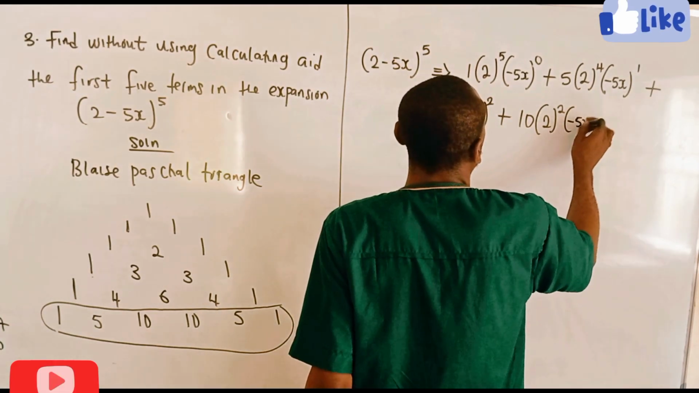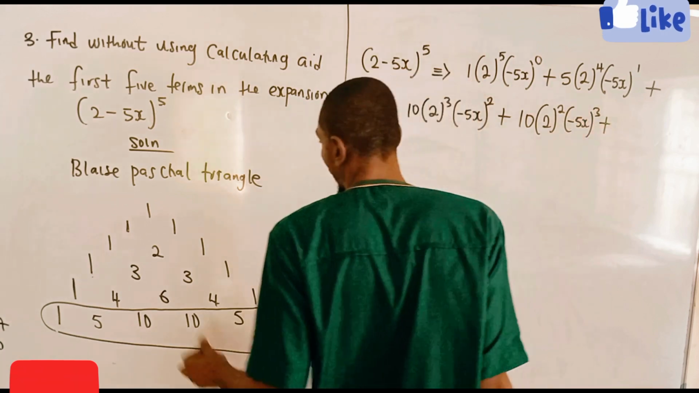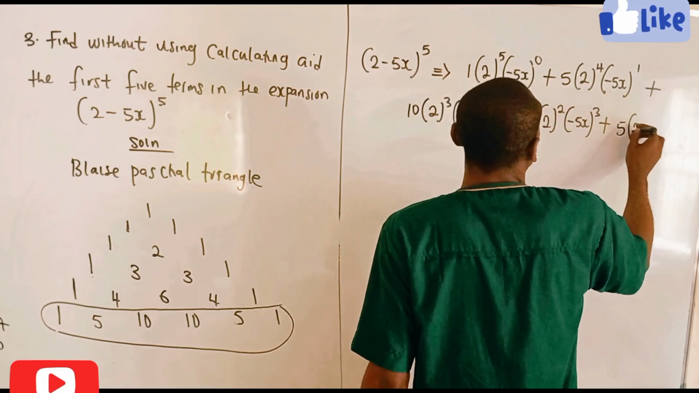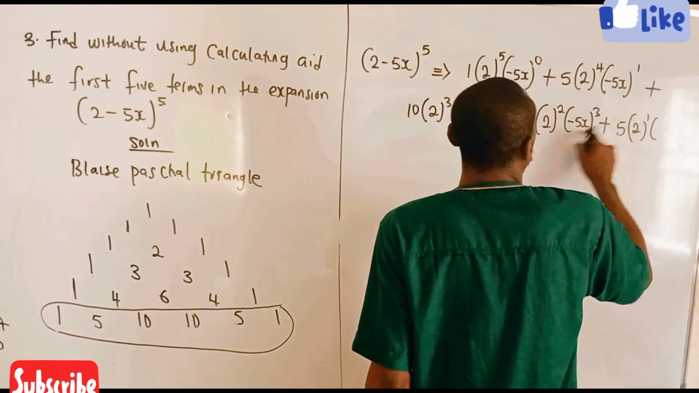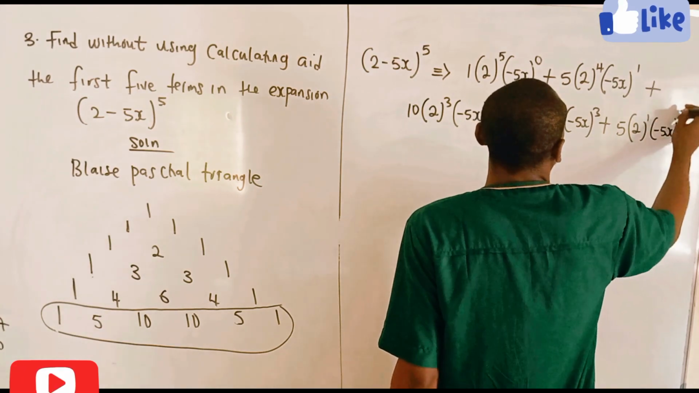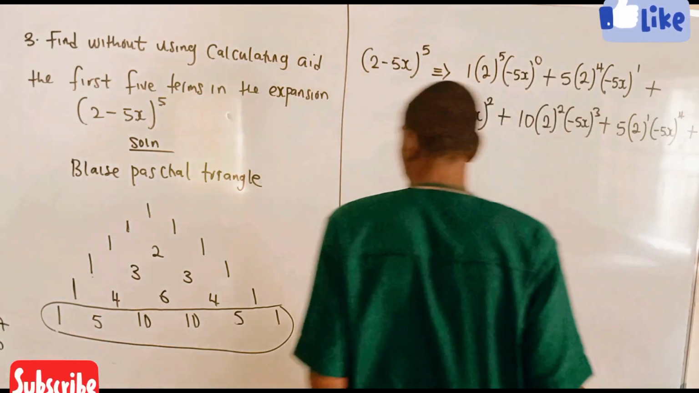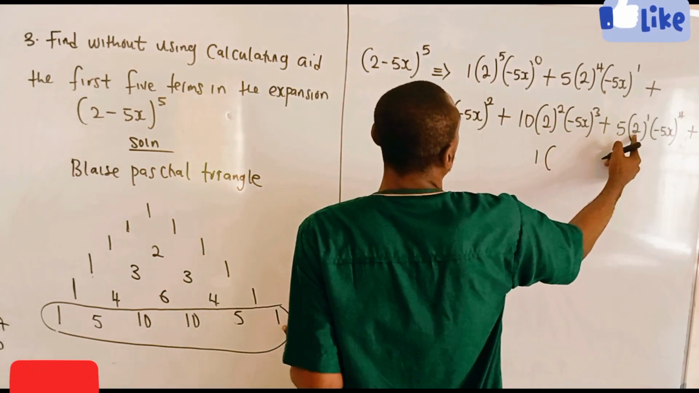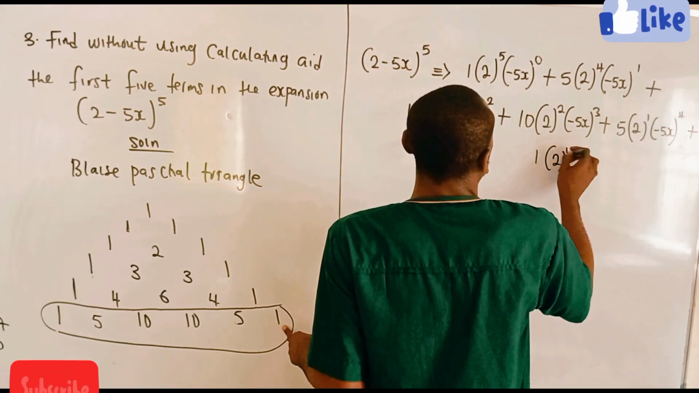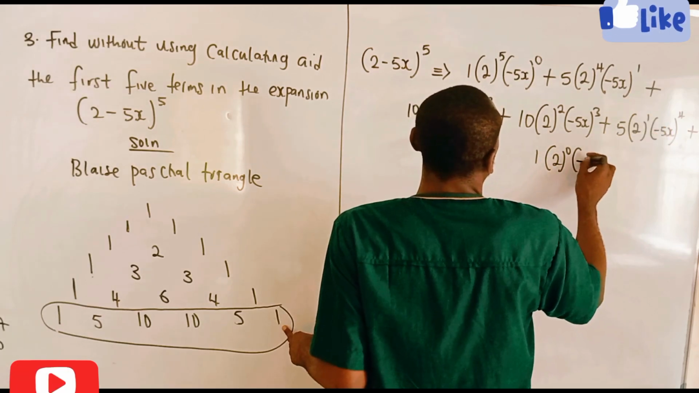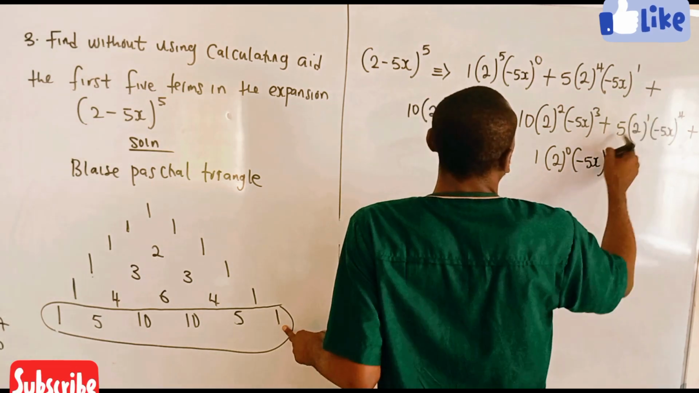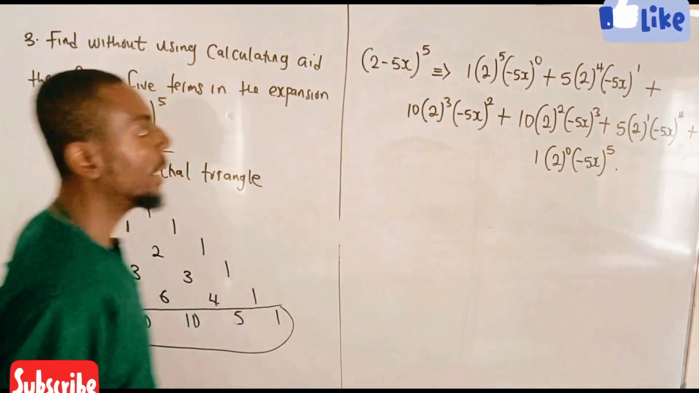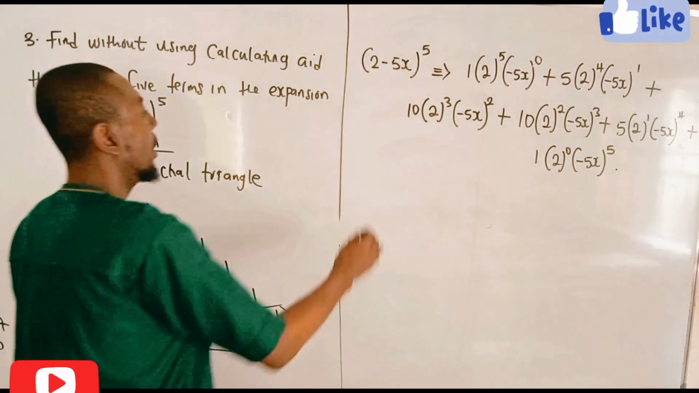We have minus 5x raised to the power 3, plus the next coefficient here is 5. We have 5 into, then 2 raised to the power 2 reduced to 2 raised to the power 1, and then minus 5x will increase to raised to the power 4, plus the final coefficient there is 1. So we have 1 into, then 2 raised to the power 1 will reduce to 2 raised to the power 0, then minus 5x raised to the power, then you increase this 4 by 1, you have 5. Okay, so we're going to simplify it.